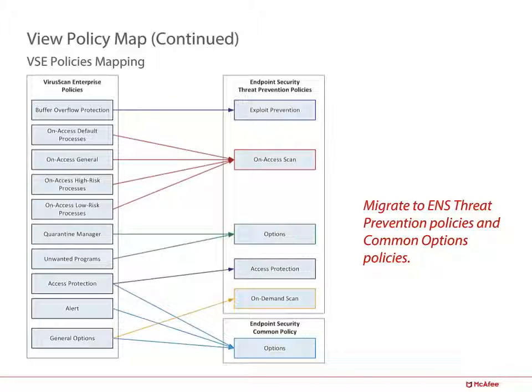This little table should show you the mapping for the VirusScan Enterprise policies. You have the list of the pre-existing VirusScan Enterprise policies and where they're going to end up in the endpoint security threat prevention policy. So for example, all your buffer overflow protection is going to go over to the exploit prevention. But you'll notice my on-access default processes, my on-access general, my on-access high-risk, and low-risk processes are all going to be migrated over into one on-access scan policy.